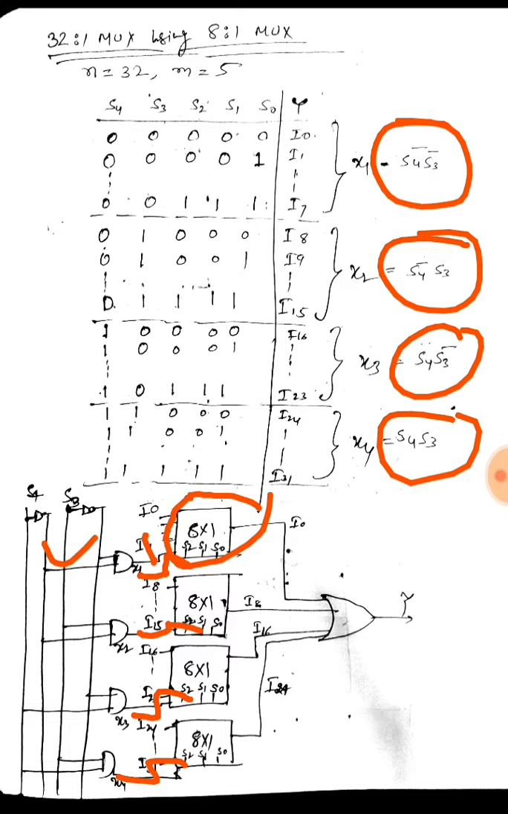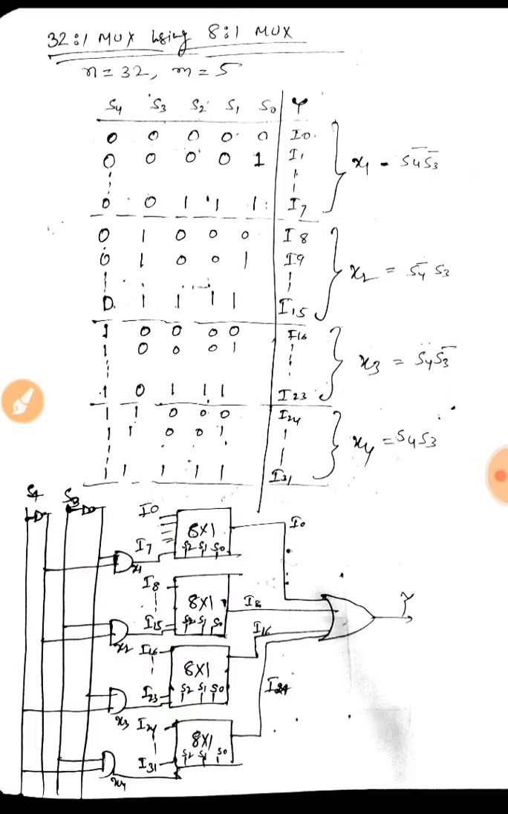If I have the combination of S4 bar into S3, that is the input of this AND gate, then the output of this AND gate would be high, and that is, the second mux would be enabled and the remaining 3 would be disabled. And this is how we can generate our outputs or select our inputs I0 to I31 one by one using the select lines. So this is how we can make the 32:1 mux using 8:1 mux.